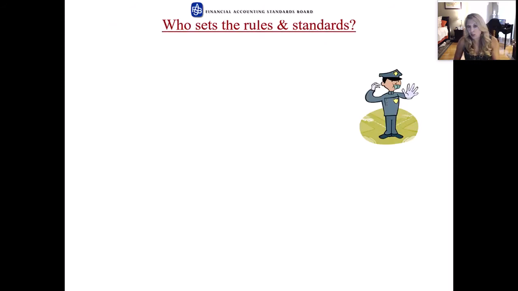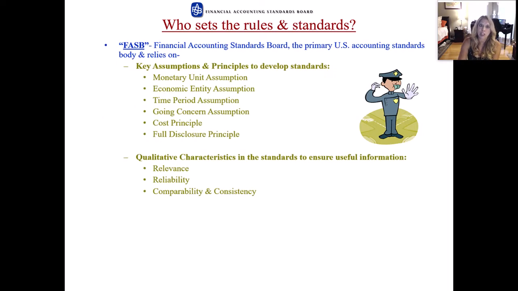Now, who sets all these rules and standards for the profession? Okay, well, the FASB, it's another acronym. It stands for the Financial Accounting Standards Board. It's the primary U.S. accounting standards body, and they rely on key assumptions and principles as well as characteristics to set all the standards. So these are some of the assumptions that they use to set and write all of GAAP.